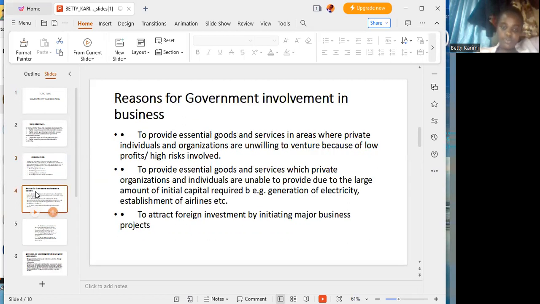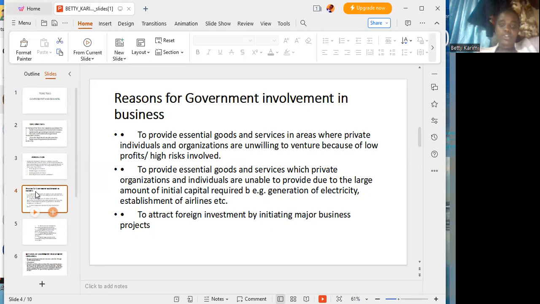Reasons for government involvement in business. One of the reasons is to provide essential goods and services in areas where private individuals and organizations are unwilling to venture because of low profits or high risks involved. Which is a place where it's so risky to go in, and when you go in, the profits you make are not worth you going there.